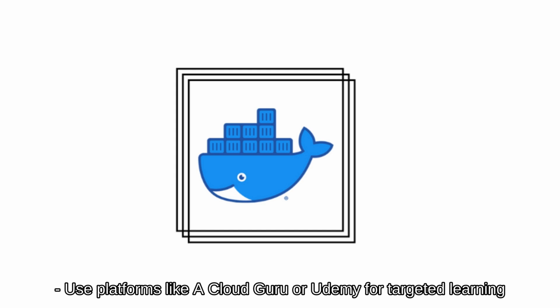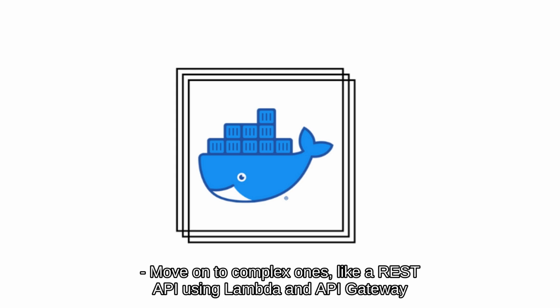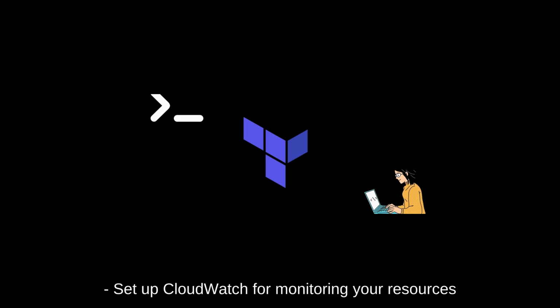Step 4. Build real projects. Start with simple projects, like a static website hosted on S3. Move on to complex ones, like a REST API using Lambda and API Gateway. Step 5. Implement best practices. Use IAM roles to manage permissions securely. Set up CloudWatch for monitoring your resources.